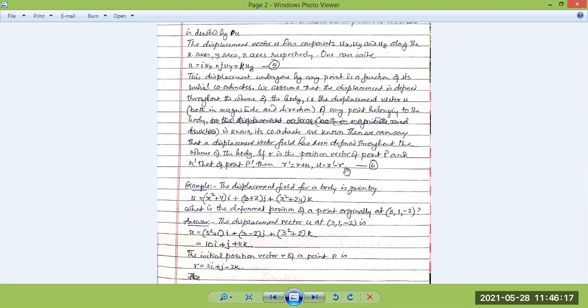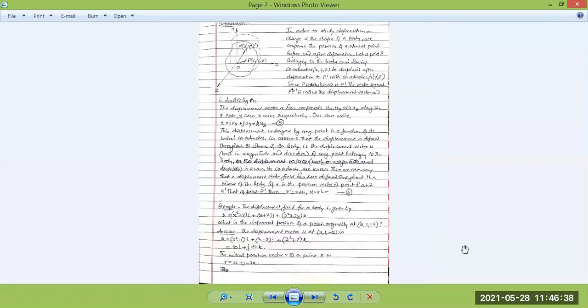So we have to know the initial position vector, or you have the initial coordinates. You have to know the displacement vector of a particular field, and then you can calculate the position vector of any other point within that particular field. This is an important notation. That's why I'm repeating it again. Let us quickly go through the next problem.